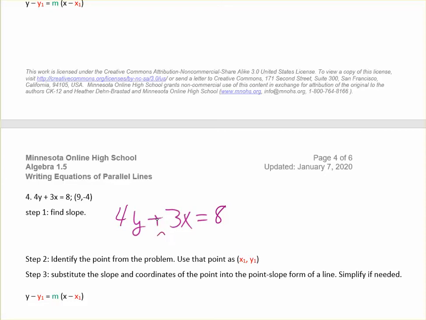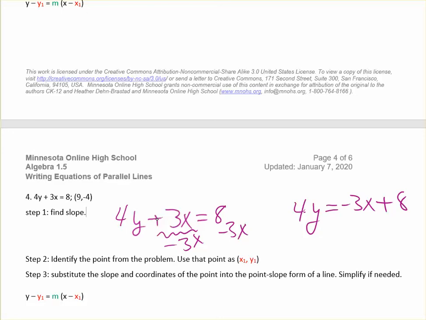We have to undo the plus 3x first, so we would minus 3x from both sides. So then you would have 4y equals negative 3x plus 8. Now there's another step. We don't want 4y, we want y. So you would need to divide every term by the number that's being multiplied by y. Your slope this time will be a fraction.